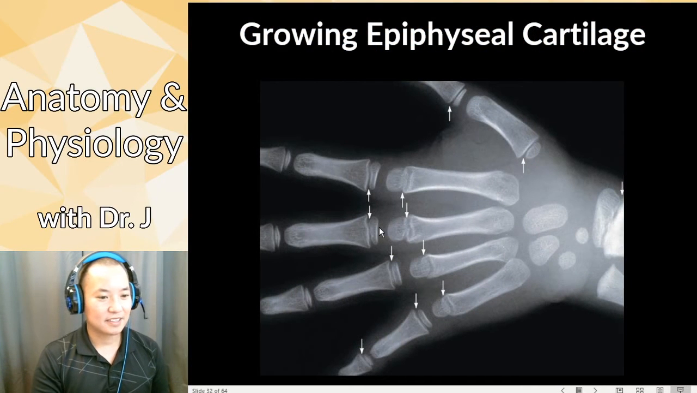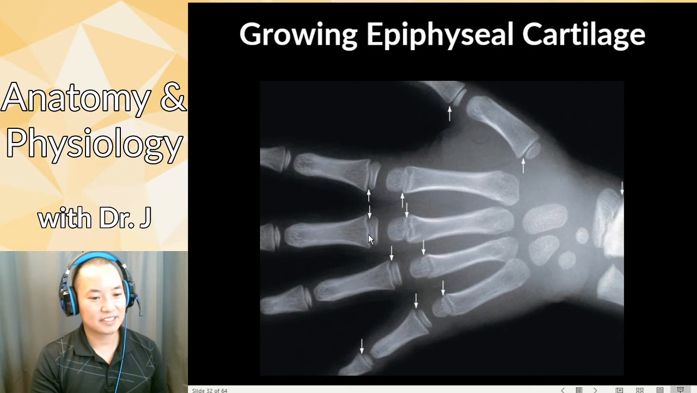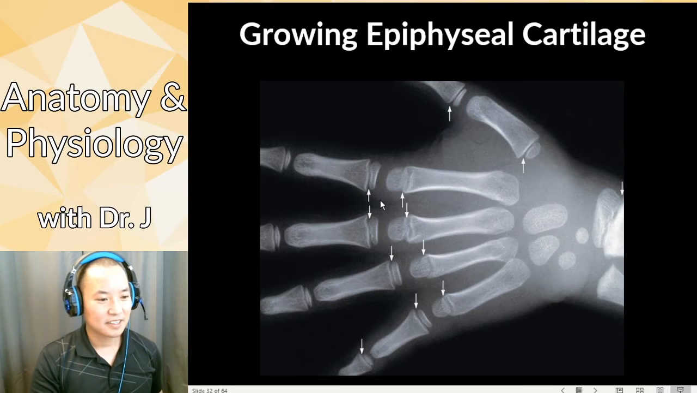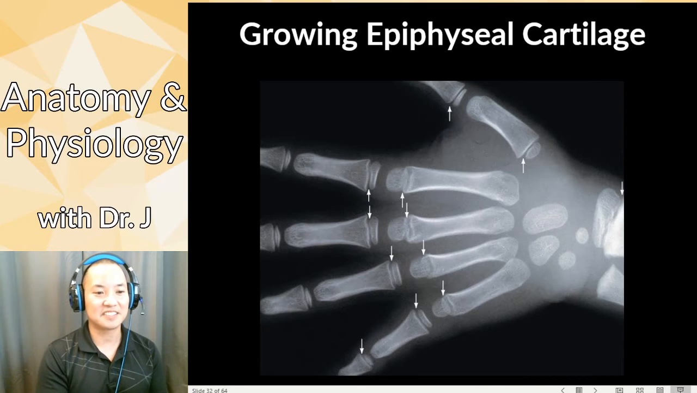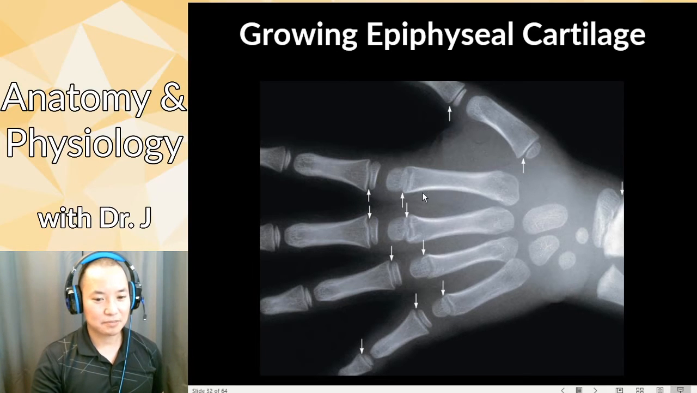And here's a hand, but it's in a growing child. So remember, throwback all the way to x-rays and CT scans. When you have an x-ray and CT scan, the denser an object is, the whiter it appears. But what are all these arrows pointing to? Well, notice that they're pointing to these areas right here. So you do see that compact bone. Notice that it's very white and bright. So that means this bone is very dense.